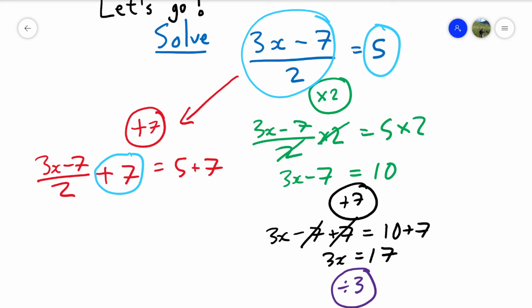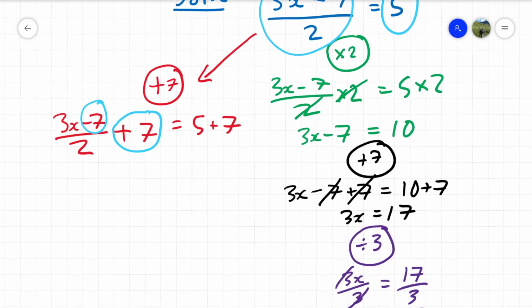So here's the thing. You can't cancel that plus 7 with the minus 7 because the minus 7 is in a fraction. You might be saying, but why not? Remember, maths is not a set of random rules, it's a set of rules that work. So for me to prove it's wrong, I have to show you the rule doesn't work.